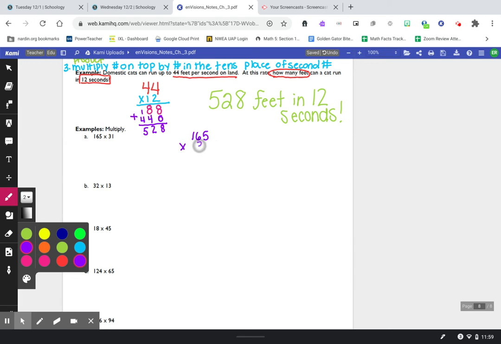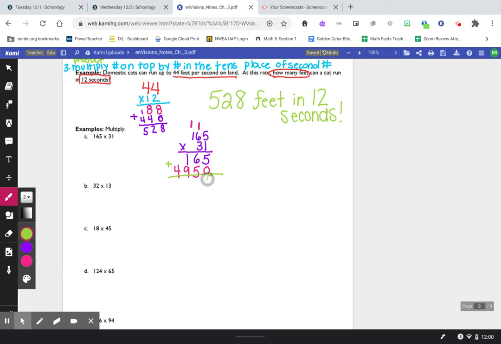Okay, now I have 165 times 31. So we start with that 1. 1 times 5 is 5. 1 times 6 is 6. 1 times 1 is 1. And now I place my 0. And I say 3 times 5 is 15. So I put my 5, carry my 1. 3 times 6 is 18. Plus 1 is 19. So you drop your 9, you carry your 1. 3 times 1 is 3. Plus 1 is 4. And now I can add.